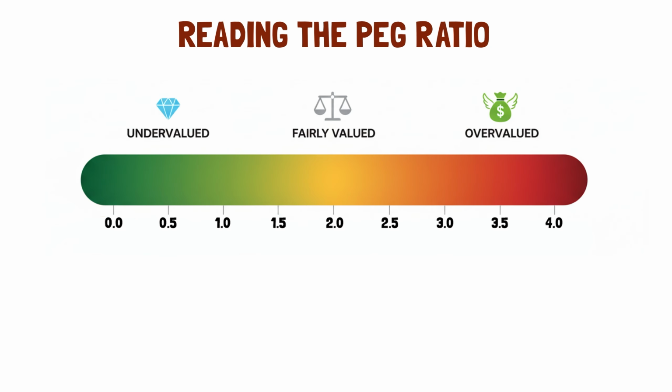As a general rule, a PEG ratio below 1 suggests a stock might be undervalued, while a PEG above 2 suggests it might be overvalued. Daily Brew at 0.6 looks attractive. Metro Coffee at 3.4. You are overpaying for slow growth.